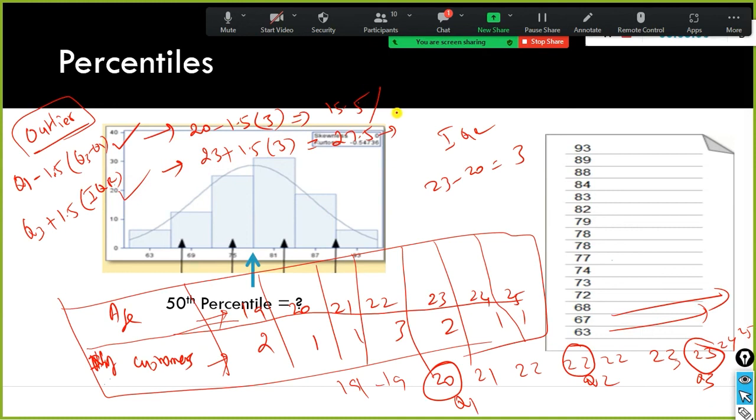Fine. So far we discussed what is percentile and what is quartile, and we discussed how to plot the five number summary in a box plot, and how do we interpret the box plot, and what formula we use to find out the outliers, on the left side and right side. Fine. So far so good.